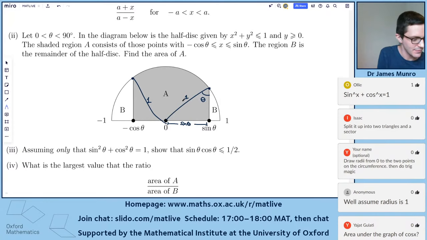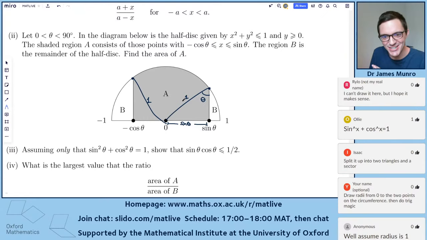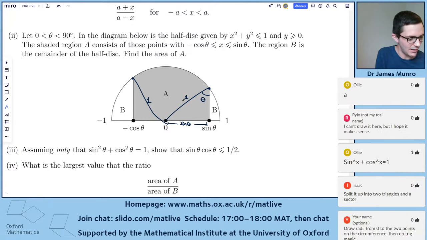Yeah, Rilo says can't draw it in chat, which is an annoying feature of chat that you can't submit drawings. Okay. Join the edges up. Yeah, join the edges. Here we go.